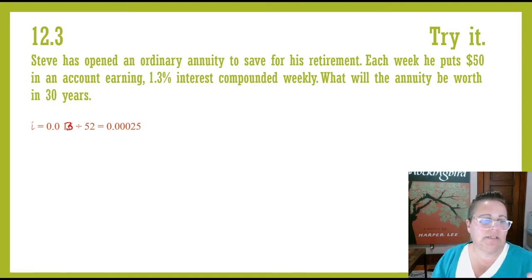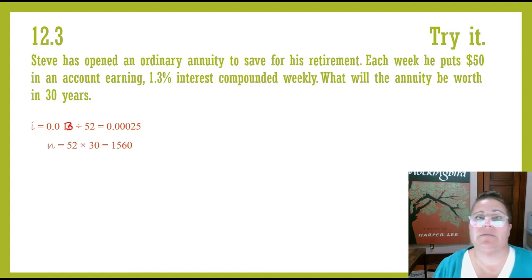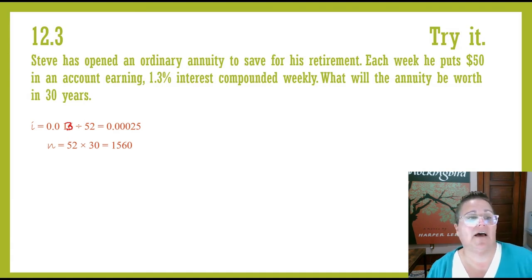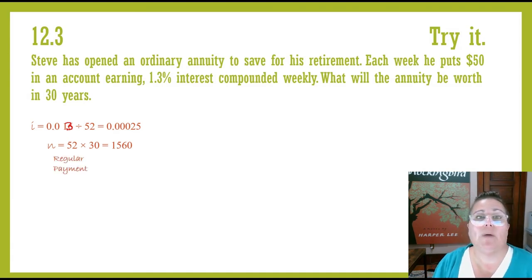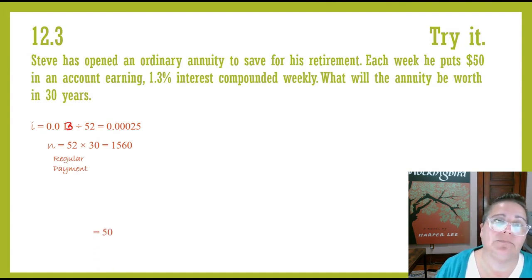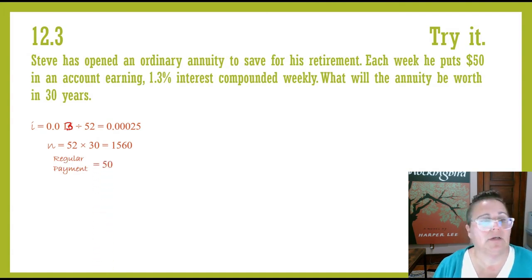So we've got 1.3% converted to a decimal, 0.013, divided by 52, 0.00025. I feel like I might have an extra 0 in there. So 0.013 divided by 52. Nope, 3 zeros, 0.00025. All right, total number of compounds. Well, 52 times a year for 30 years gives me 1,560 compounds. The regular payment amount here is $50. It's just $50, starting out low because we've got 30 years to earn.